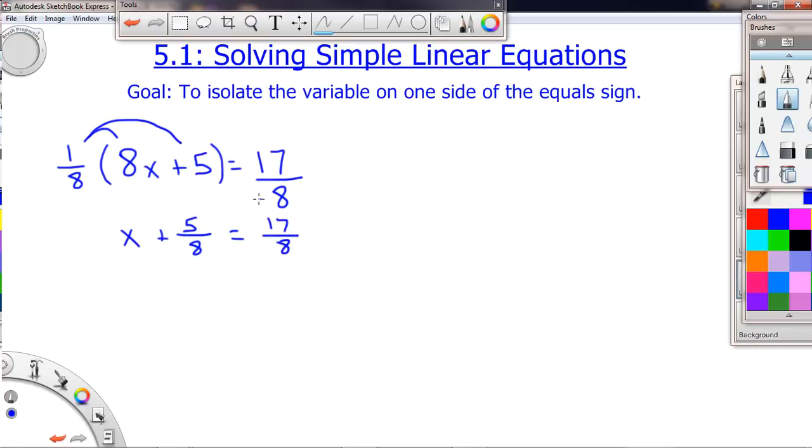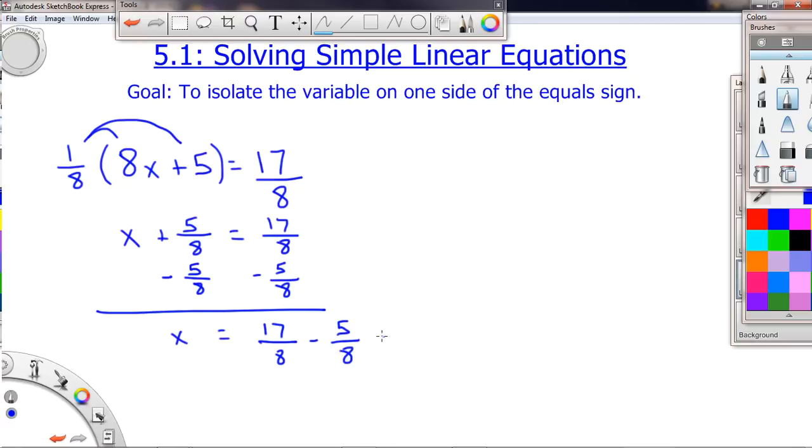So it's pretty nasty. The next thing I'm going to do is, well, looks like x is being added to 5/8. So I'm going to subtract those 5/8 from both sides of the equation. Whatever I do to one side of the equation, I have to do to the other side to keep the equation balanced. So x is equal to 17 over 8 minus 5 over 8. And I hope you can see that 17 over 8 minus 5 over 8 is 12 over 8, which is equal to 3 halves.